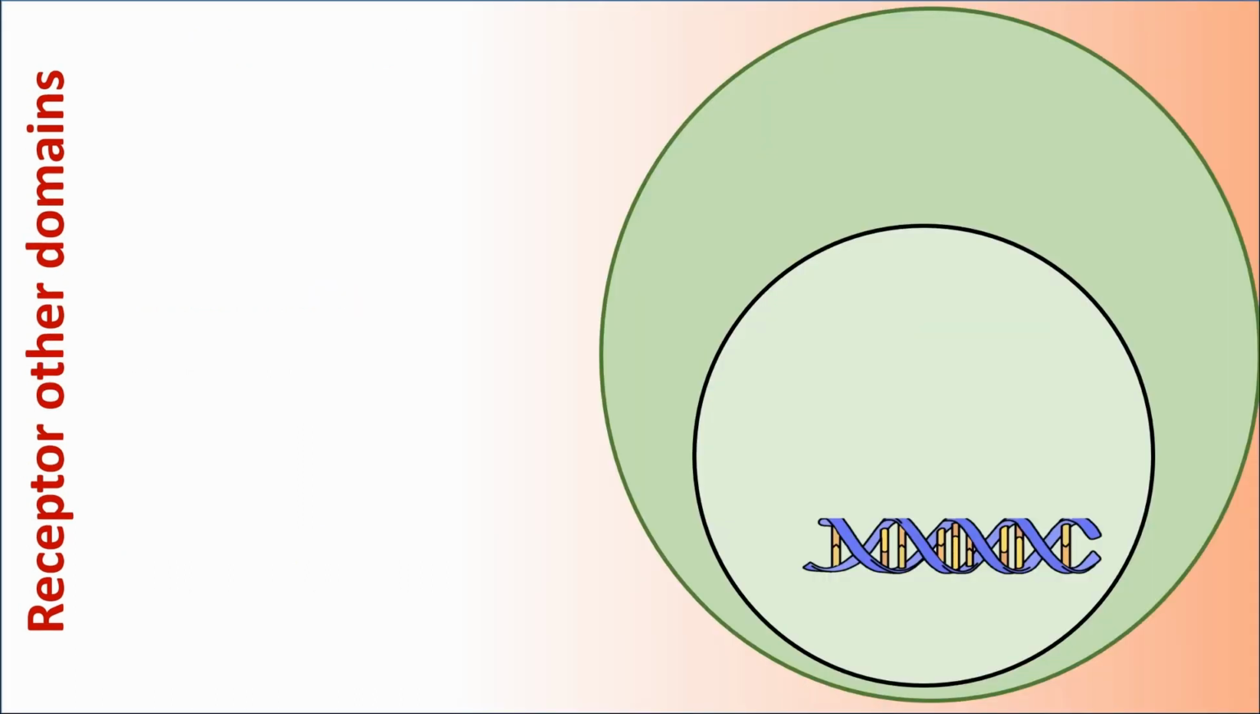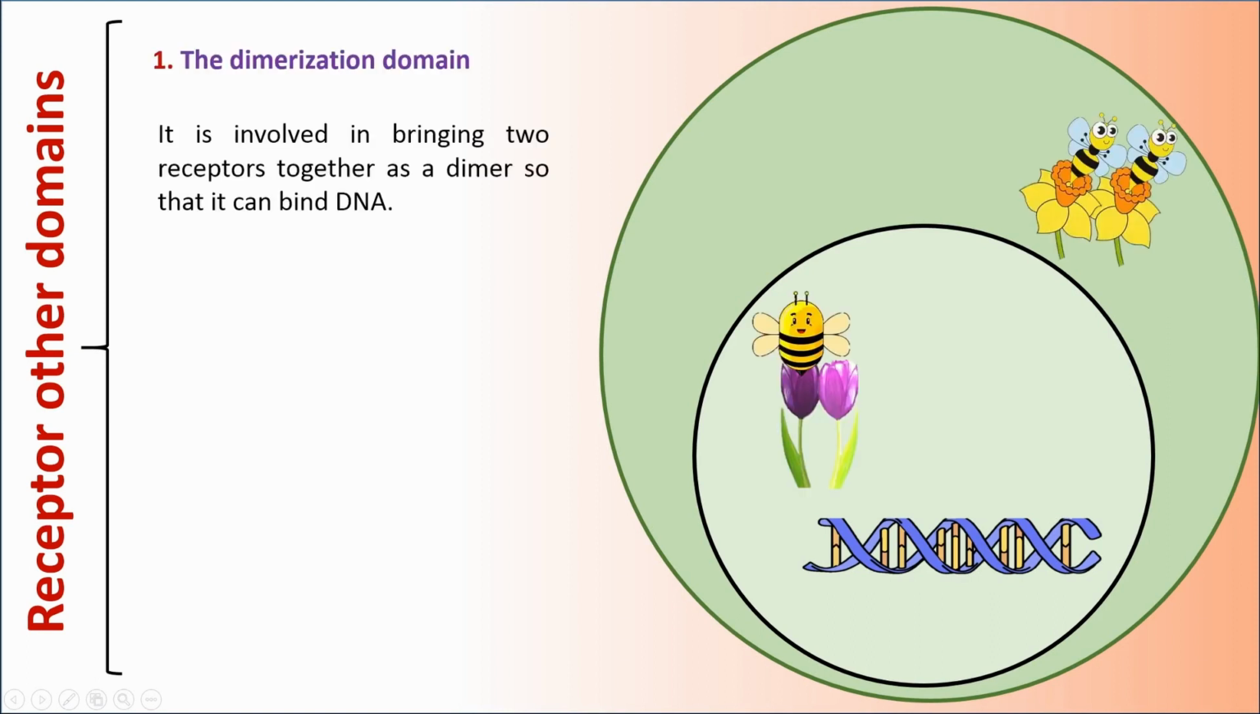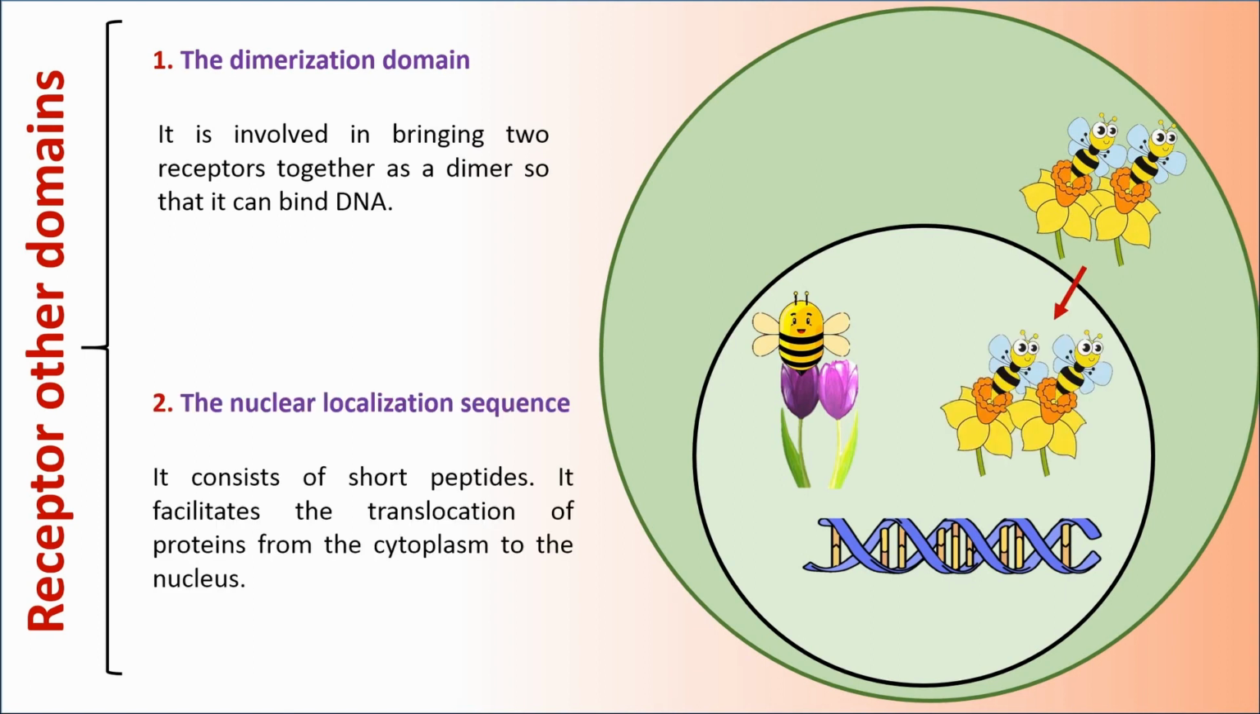Receptor other domains. Number 1, the dimerization domain. It is involved in bringing two receptors together as a dimer so that it can bind DNA. And number 2, the nuclear localization sequence. It consists of short peptides. It facilitates the translocation of proteins from the cytoplasm to the nucleus.